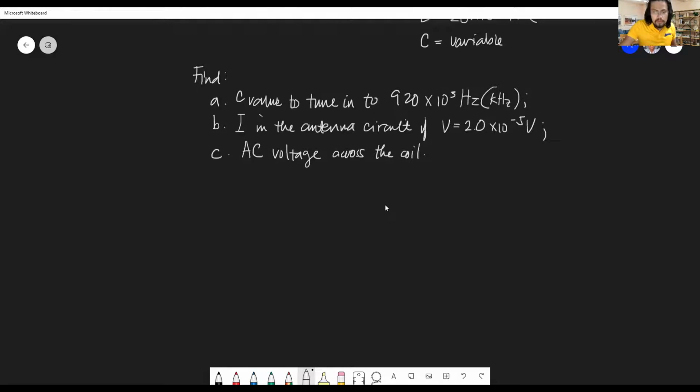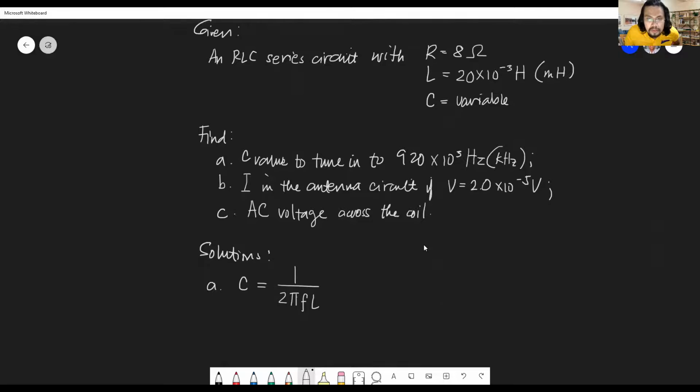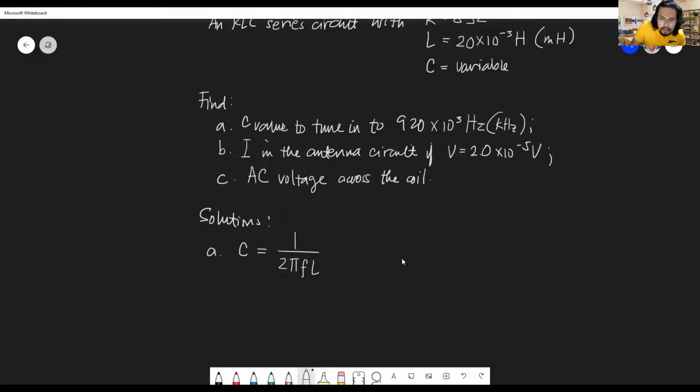I think these are very direct. It's just that we have to understand what is really being asked for. Let's proceed with the solutions. We know the formula for C as 1 over 2 pi FL. Now we have to take note that the frequency that we want to achieve is 920, right? So we use the formula.